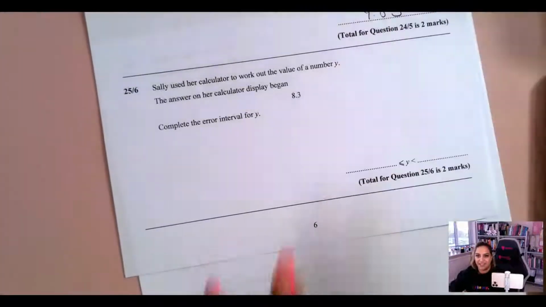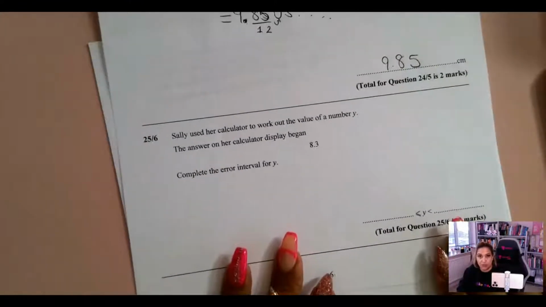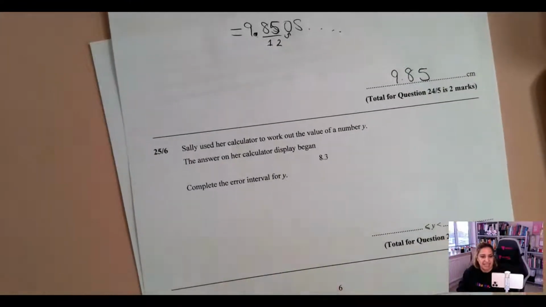25. In the last few years, this is the part of the new specification, they've always asked one of these questions, which is about error intervals. And it is a gift question. It's a couple of marks, and it's the easiest thing.